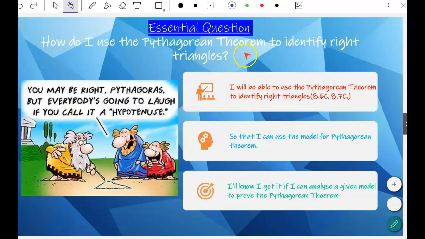Our essential question is, how do I use the Pythagorean theorem to identify right triangles? I will be able to use the Pythagorean theorem to identify right triangles so that I can use the model for Pythagorean theorem. I'll know I got it if I can analyze a given model to prove the Pythagorean theorem.